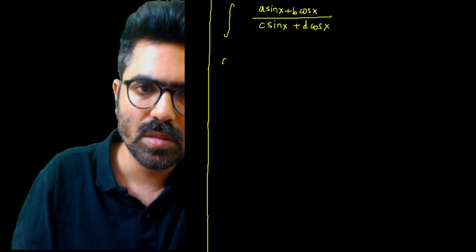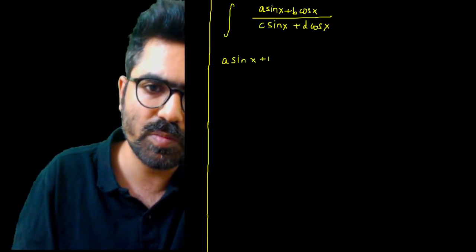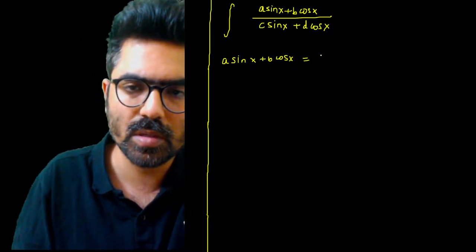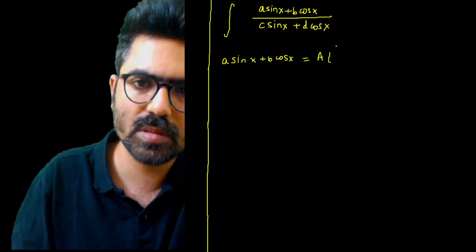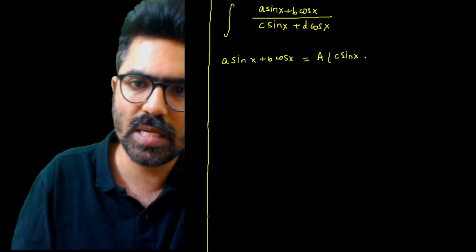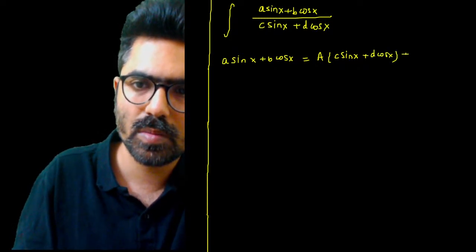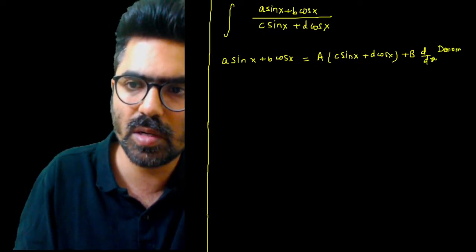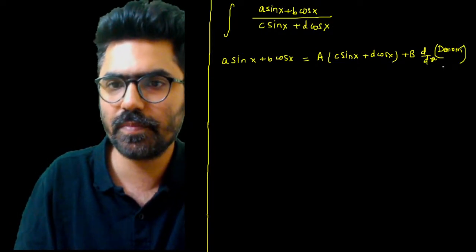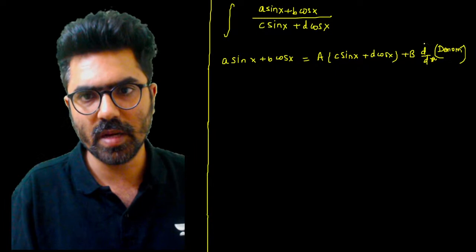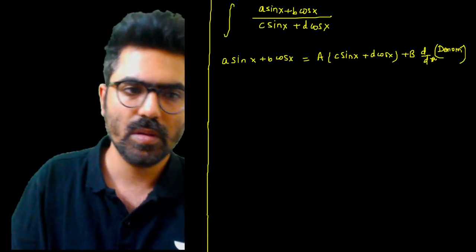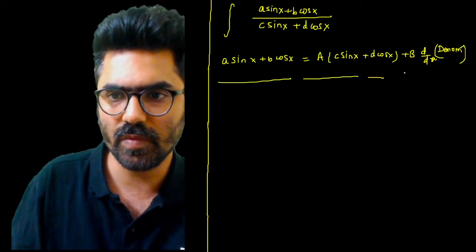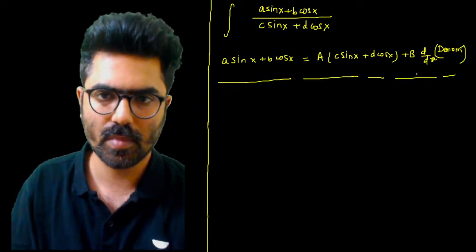In this, the procedure is to write the numerator a sin x plus b cos x in the form of the denominator, so it can be like capital A times c sin x plus d cos x, plus B times the derivative of the denominator. I'll take an example to understand better. If possible, we'll write the numerator in different formats. Initially I'll take the easy question, and then the difficult one, in which we have to solve a lot.